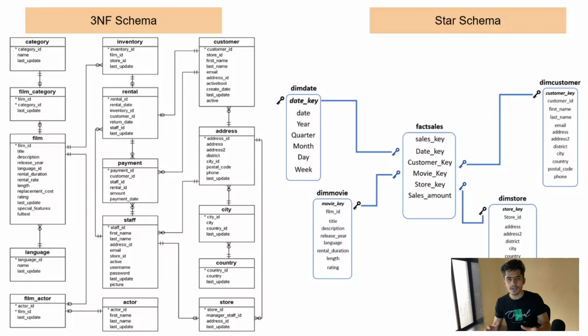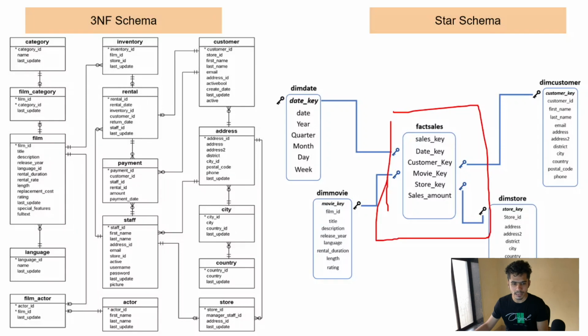Here you can see we have two schemas. One is the schema based on the relational model, which is called the 3NF schema, and the other one is based on the star schema. We're going to talk about what star schema is in our next video. As you can see, the structure of this particular schema is based on a fact table, and all the other tables are dimension tables.